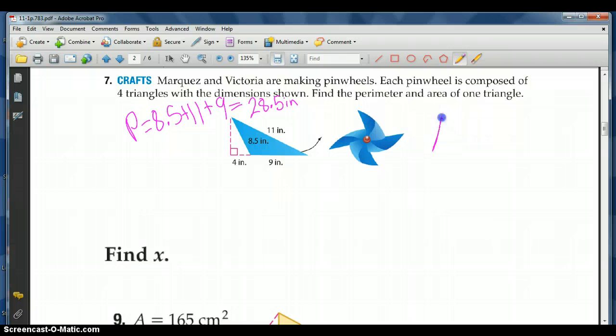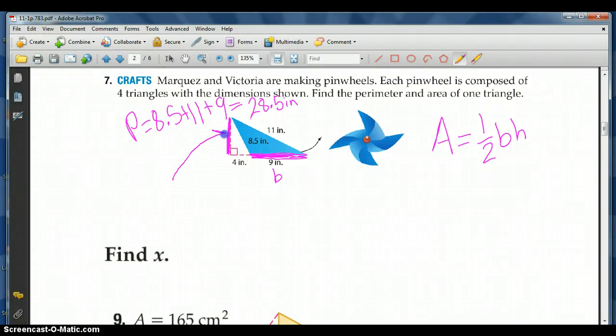Now, to find the area, once again, we want half of the base times the height. So if we call this side of the triangle our base, then our height needs to be perpendicular to that. So if I drew a line straight up from here to the height of this triangle, that would be the same as this length right over here. So we need to figure out what this length is.